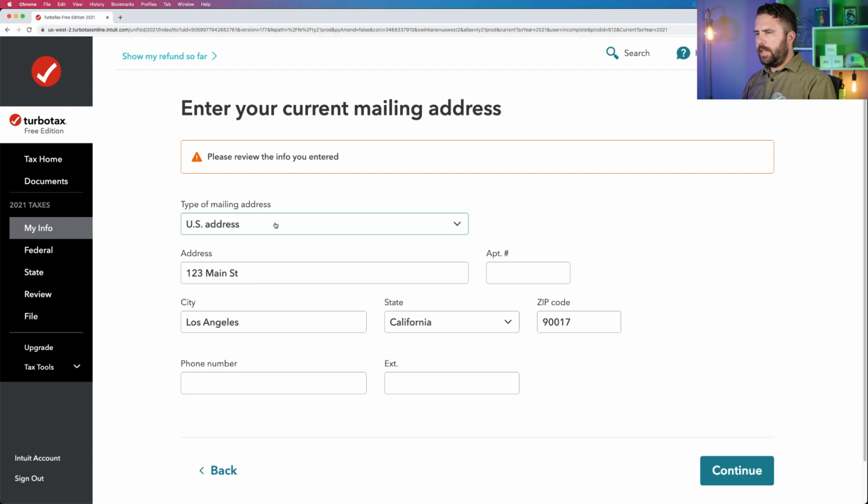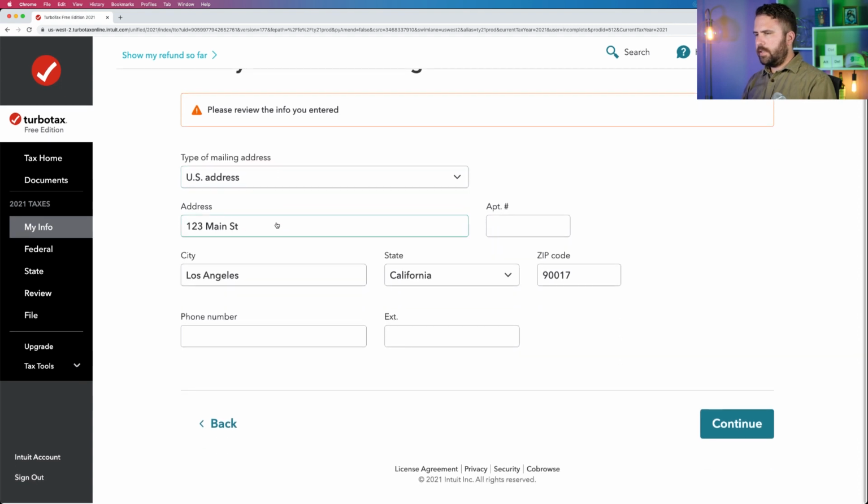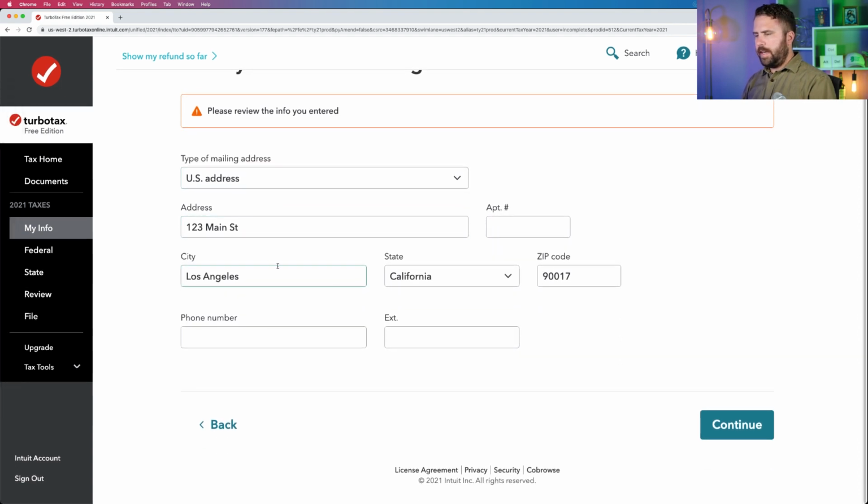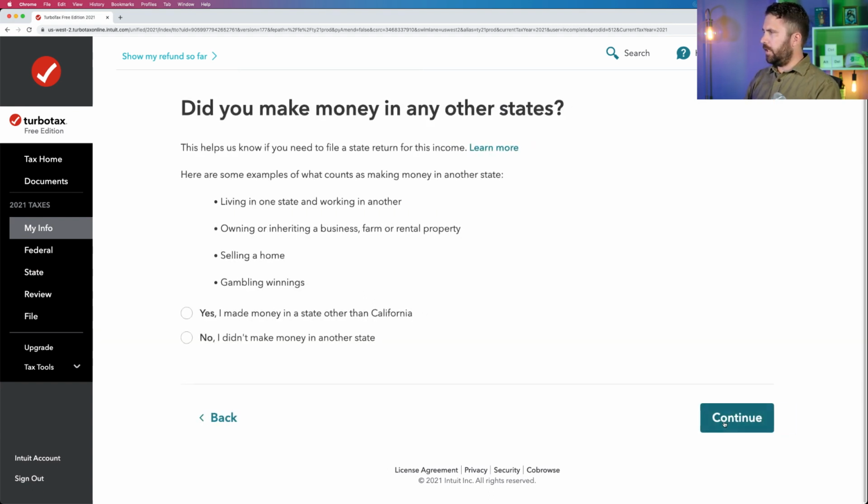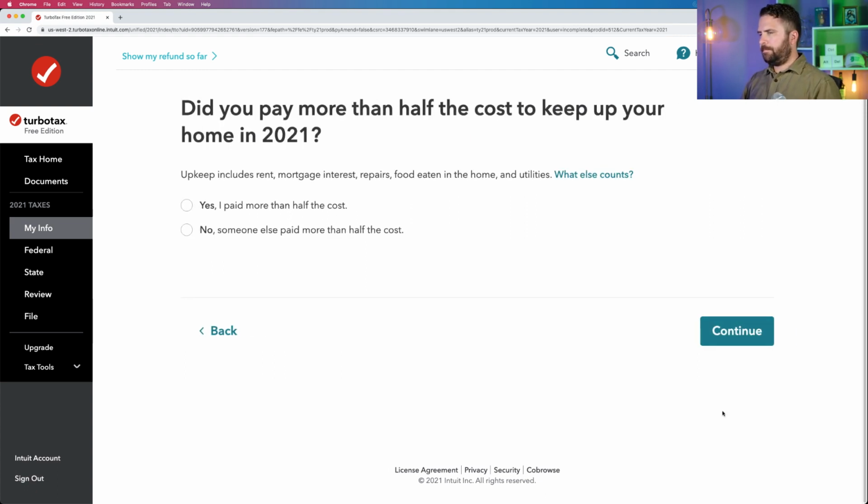Please review the address you entered. I think I gave him a different address on his W-2, but you would obviously just put your real address there. Did you make any money in other states? I'm going to say no, I didn't make money in another state. Did you pay more than half the cost to keep up your home in 2021? Yes.